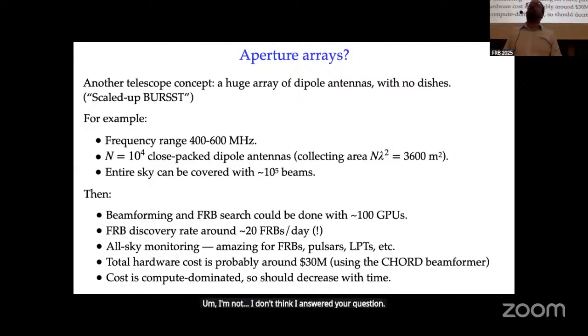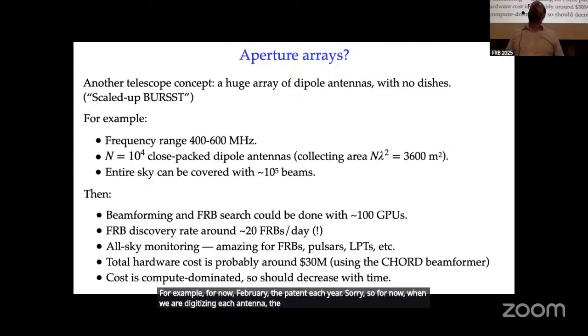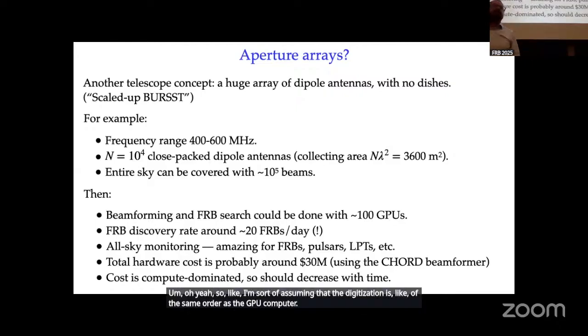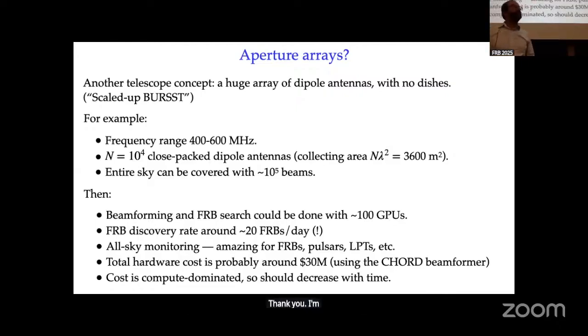For now, when we are digitizing each antenna, the digitizer itself, the F engine, costs us a few $1,000, I guess. But when we increase the number of antennas, then the cost of the FPGA will soon dominate over the smaller antenna. Oh yeah, so I'm assuming that the digitization is of the same order as the GPU. Oh. Thank you. I'm sorry, we have to stop here.